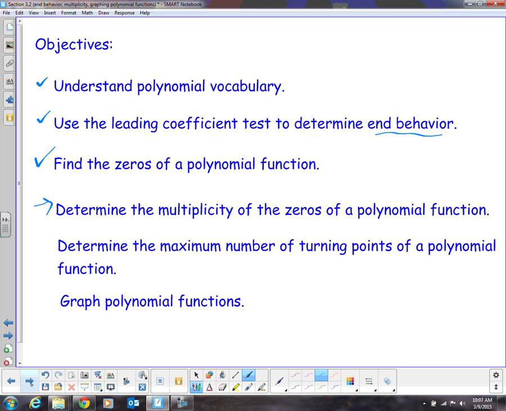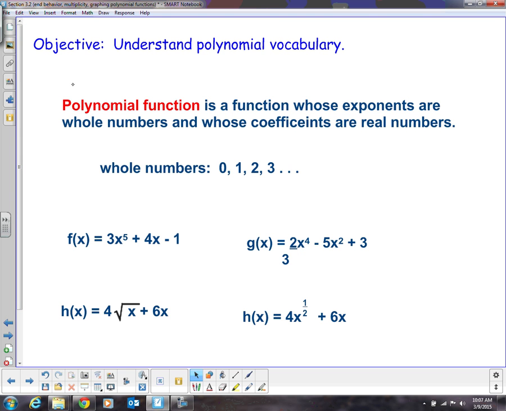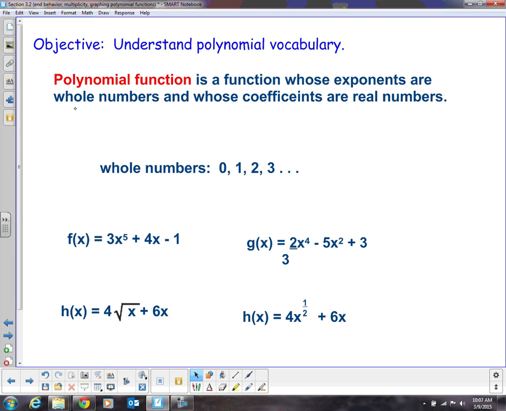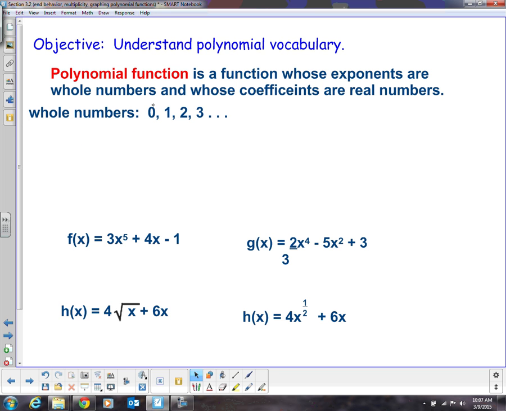All right. And actually, it's going to be a relatively loosey-goosey sketch. All right. So a polynomial function is a function whose exponents are whole numbers and whose coefficients are real. Whole numbers are numbers 0, 1, 2, 3: no fractions, no decimals, no negatives. However, coefficients can be real numbers.